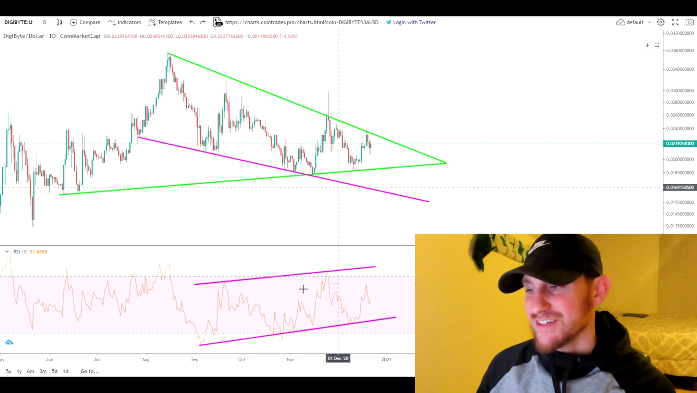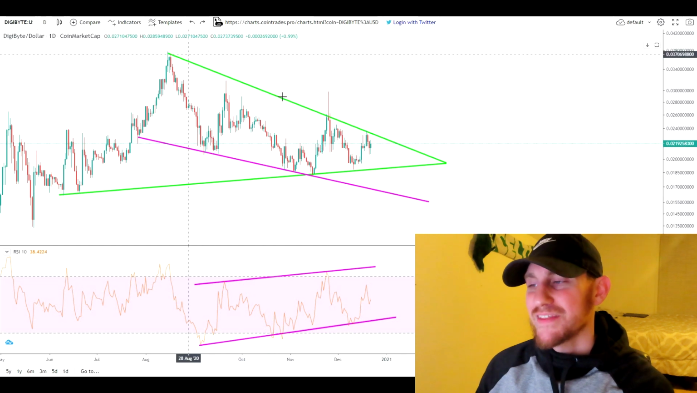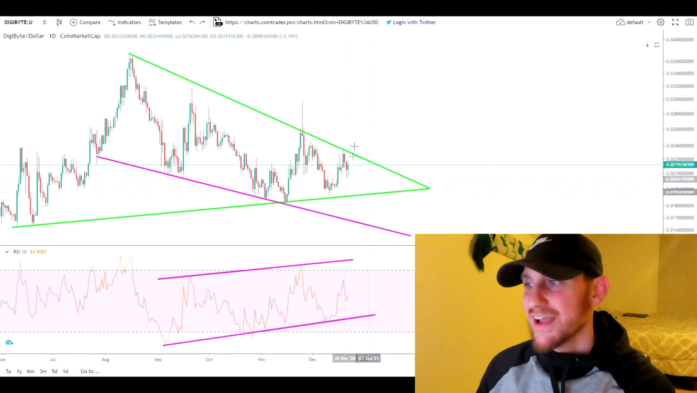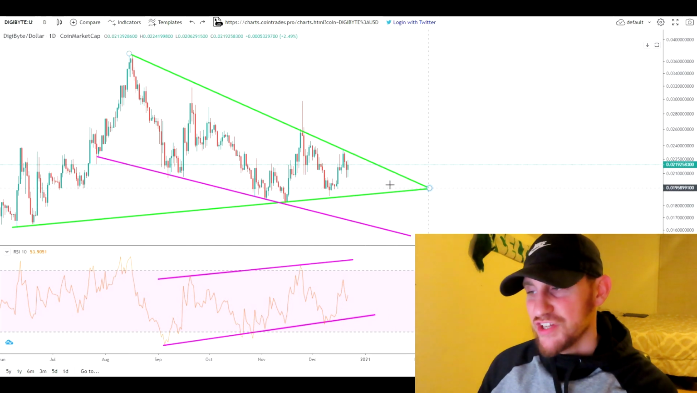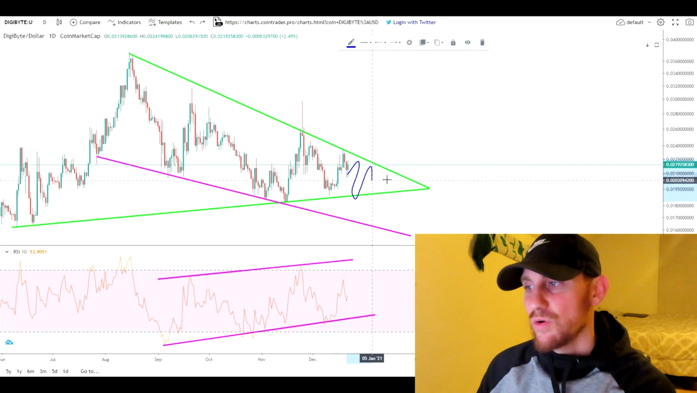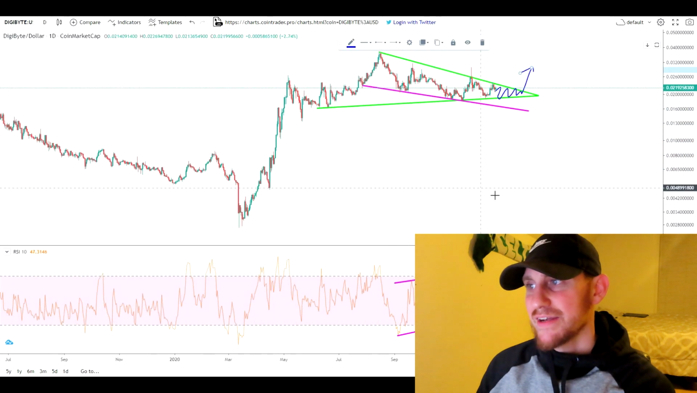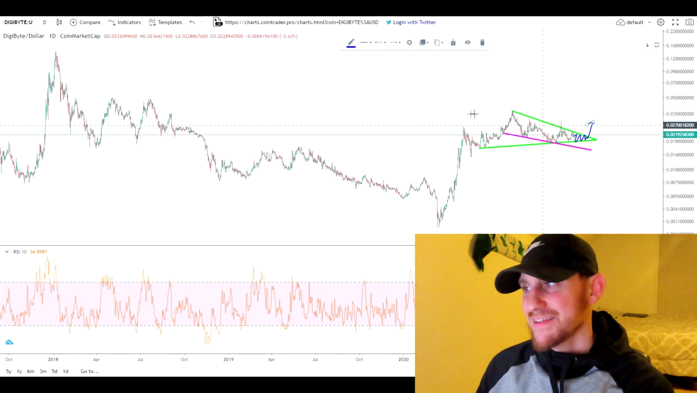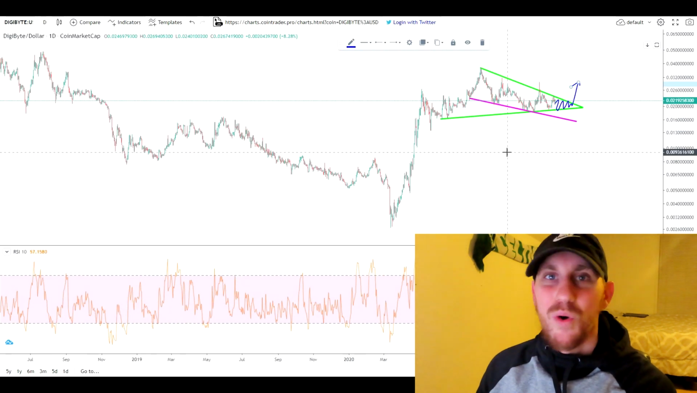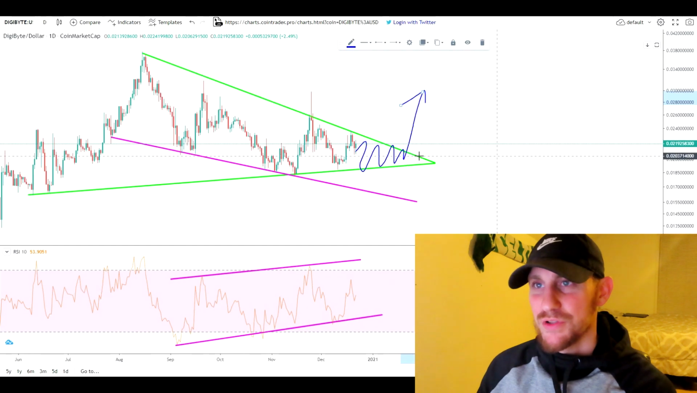So that's a clue that I have that we are going to go up to the upside, whether we're in the symmetrical triangle or this bull flag. Either way, I think we're going to break this by the end of January, probably bouncing around in here maybe for a couple more weeks until we eventually move up to the upside for Digibyte out of this massive symmetrical triangle or bull flag, whatever you want to call it. Either way, I think it's going to be bullish for Digibyte.